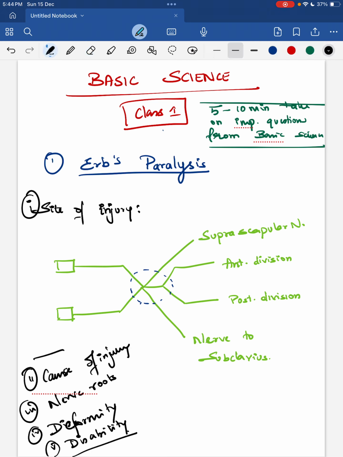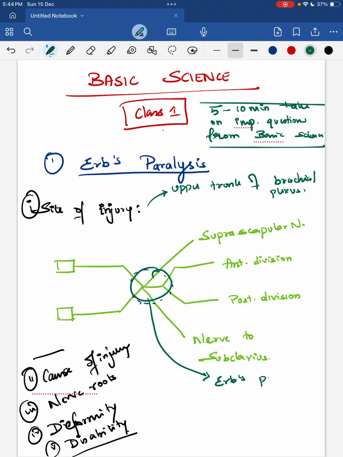Okay, so first, in Erb's palsy, the site of injury is at the upper trunk of your brachial plexus. So site of injury is at the upper trunk of brachial plexus, that is at the Erb's point. So this is called your Erb's point. So what is Erb's point? That can also be your next question.